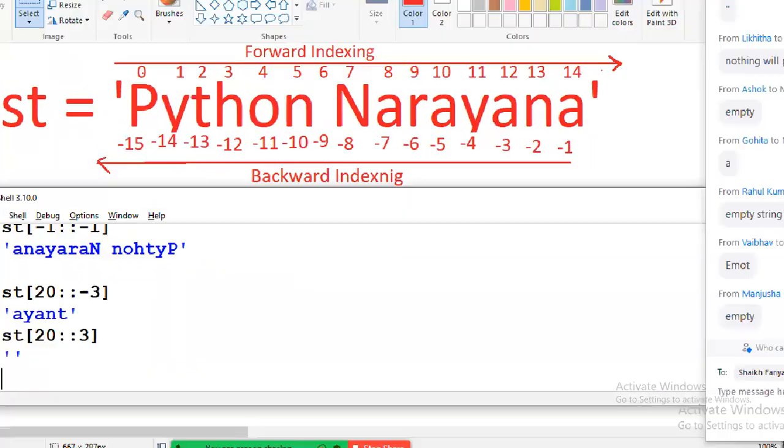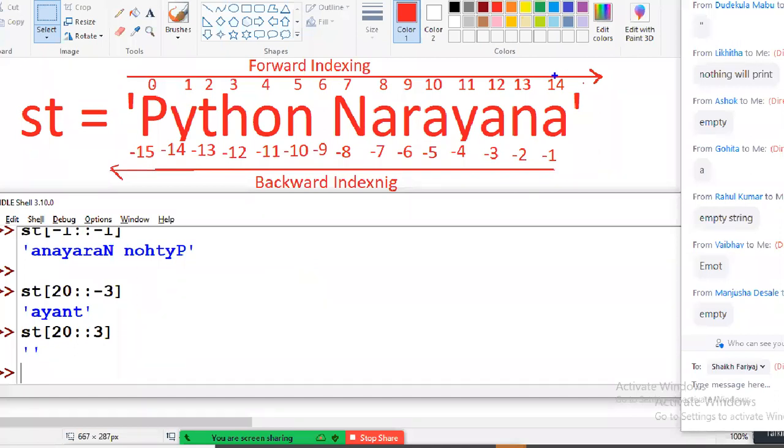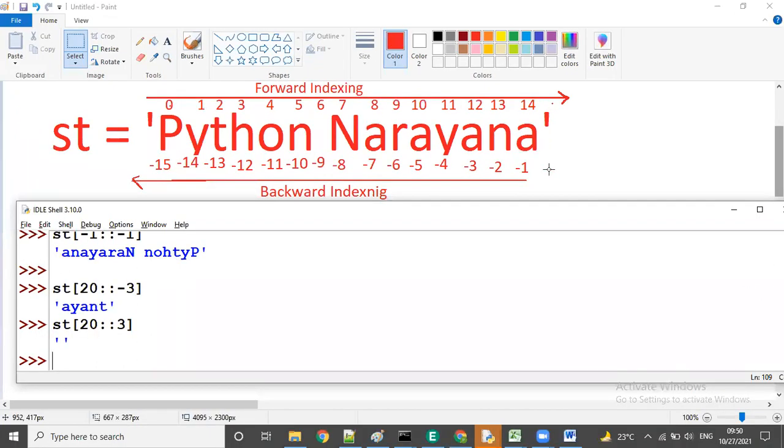Because I am not giving the 14 to consider this one, guys. I just gave 20, so it considers after the last character. The last does not take this character, because this A character has the number 14. If you give 20, it doesn't consider the A for 20, because for A already 14 is there. So it considers after A, the ending, which means an empty string, guys.